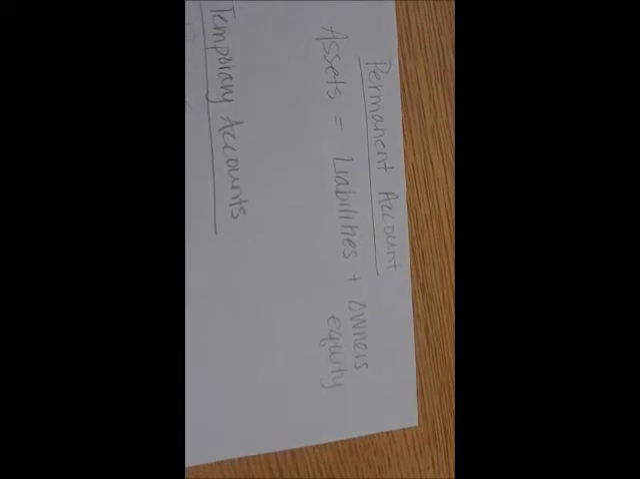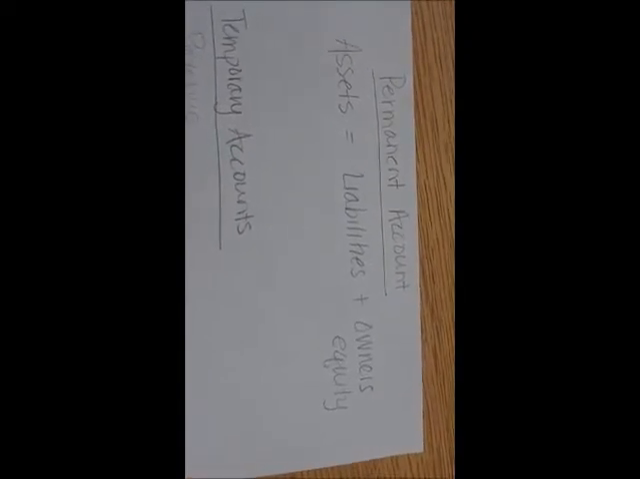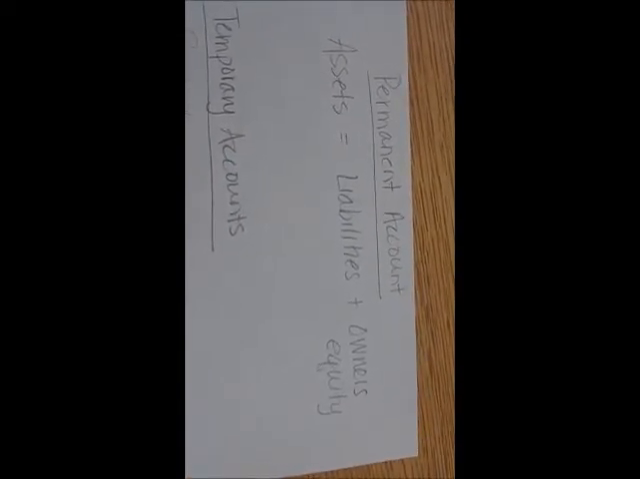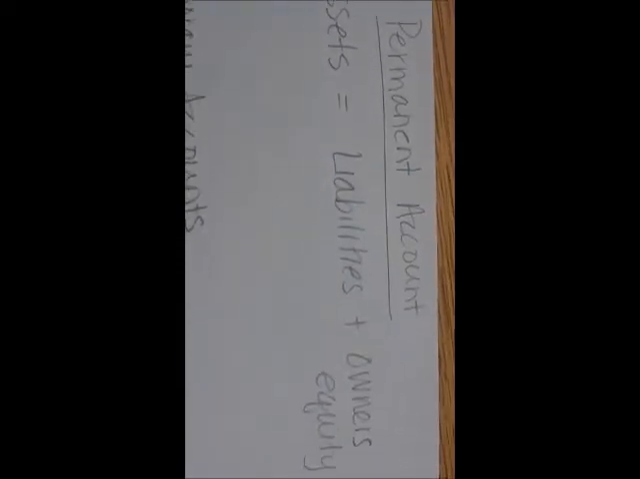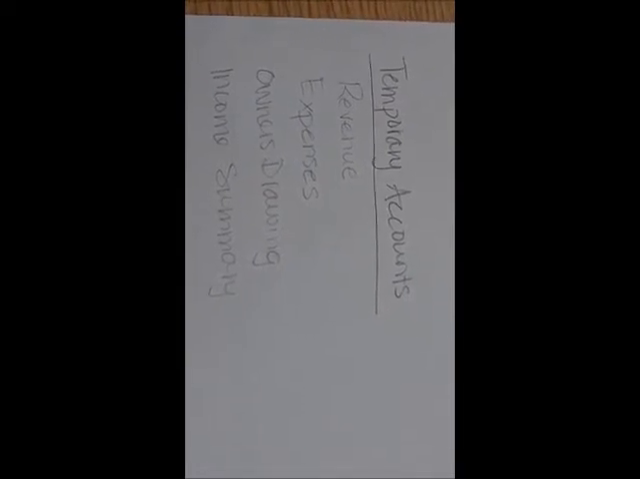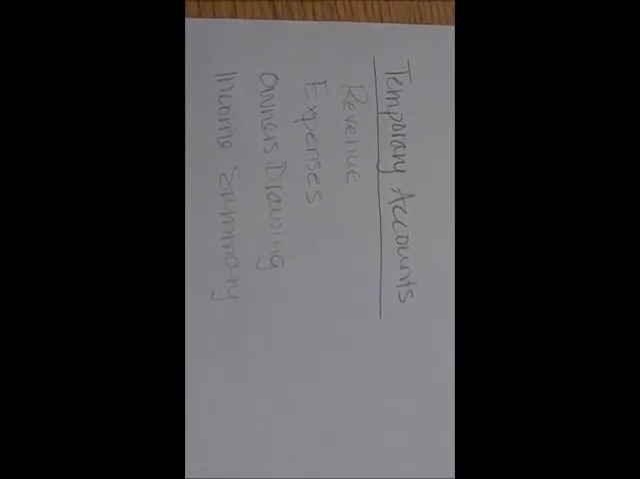Accounts used to accumulate information from one fiscal period to the next are called permanent accounts. Permanent accounts include the asset and liability accounts and the owner's capital account. Temporary accounts include the revenue, expense, and owner's drawing accounts, plus the income summary account.